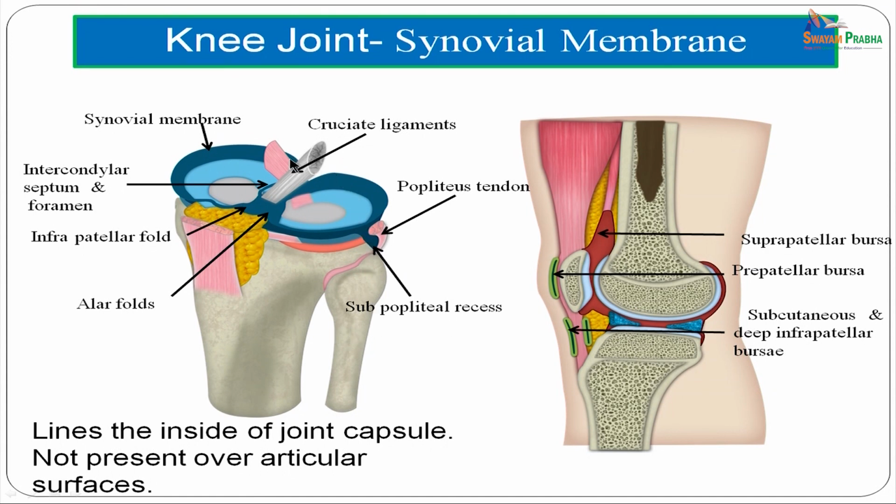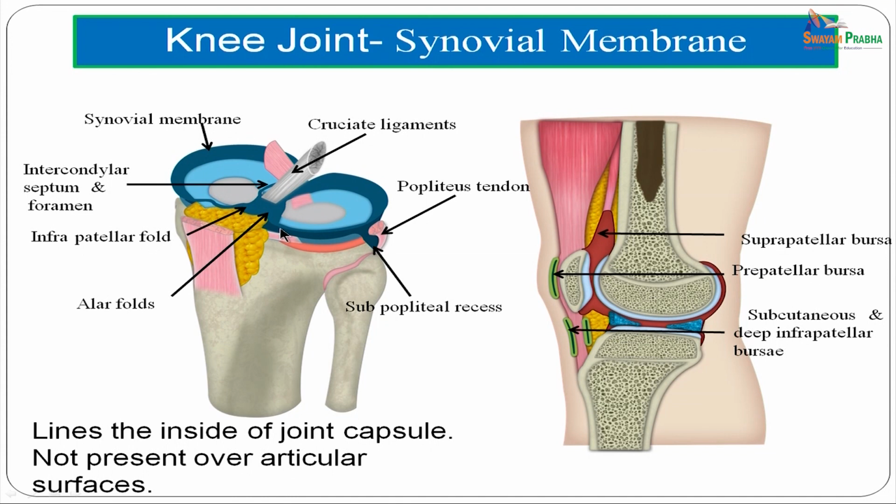The synovial membrane reflects from backwards anteriorly and forms a double-layered fold and backward extension which is called the infrapatellar fold. On either side of the infrapatellar fold, there are two backward extensions of the synovial membrane again, and these are called the alar folds.